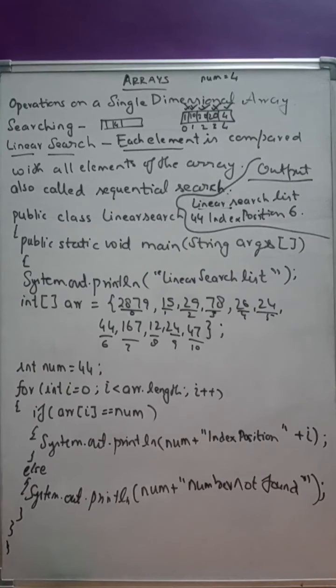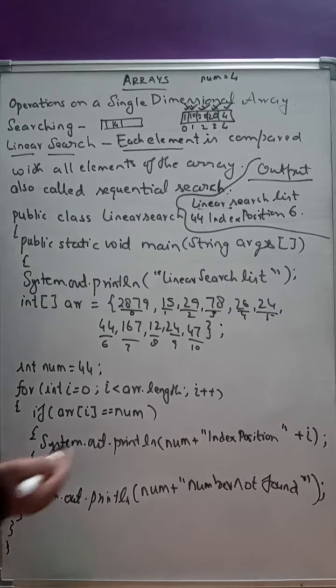So for that, we have to compare all the values. We have to compare this value 44 starting from index number 0. We have to compare the elements. That's why in the for loop we have first declared the value of I equal to 0, and we are checking the condition I less than arr.length.